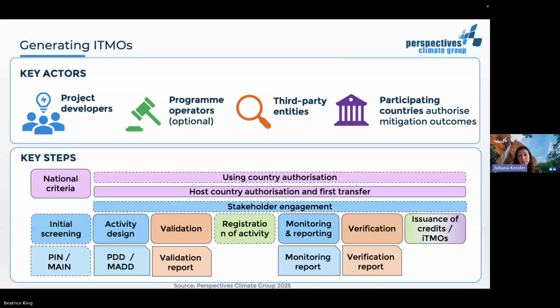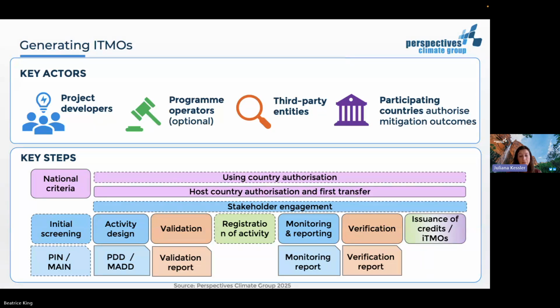Then also buyer country authorization potentially could play a role. Some buyers also authorize. But basically following the same cycle, you would have the registration of the activity by program operators. This is more optional here because potentially you could even go for a very country-specific approach instead of choosing, for example, a voluntary carbon market crediting program like Gold Standard. But the rest is quite similar.